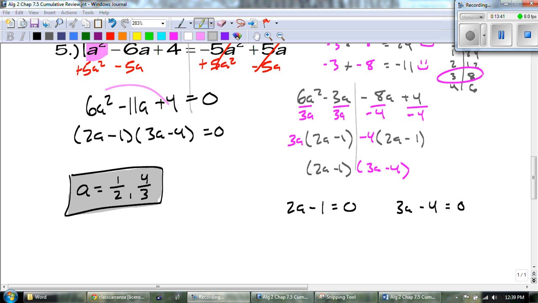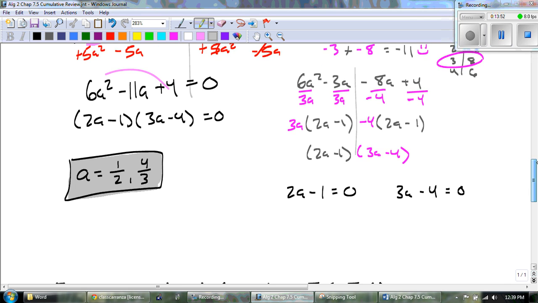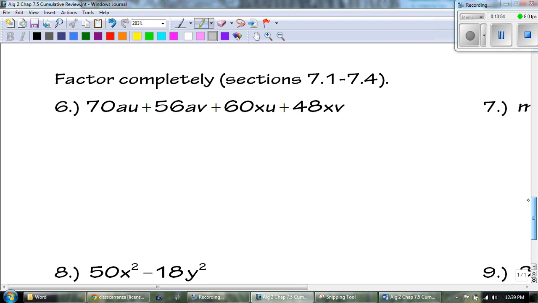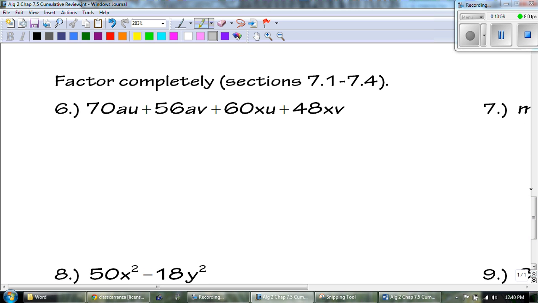Okay, and my answers are a equals 1/2 and 4/3, and yes, those are in numerical order. If you don't know which one's smaller, just type them into your calculator. All right, now the bottom part. It's important to read the directions, okay? It's just saying factor completely, right? There are no equal signs here, so we are not solving this, okay?